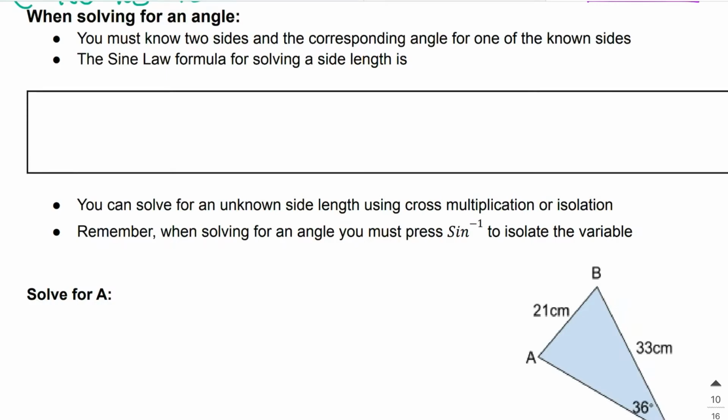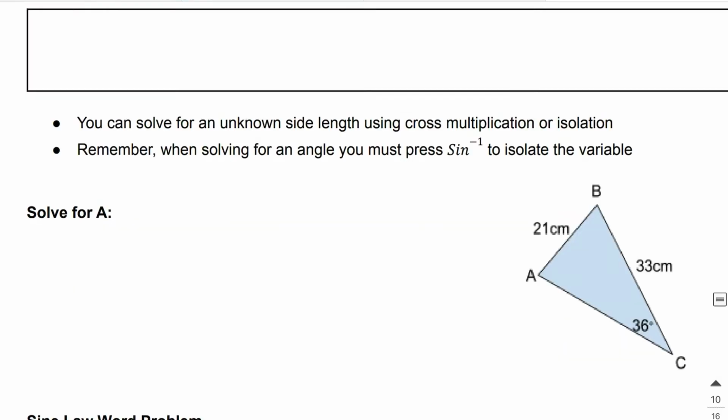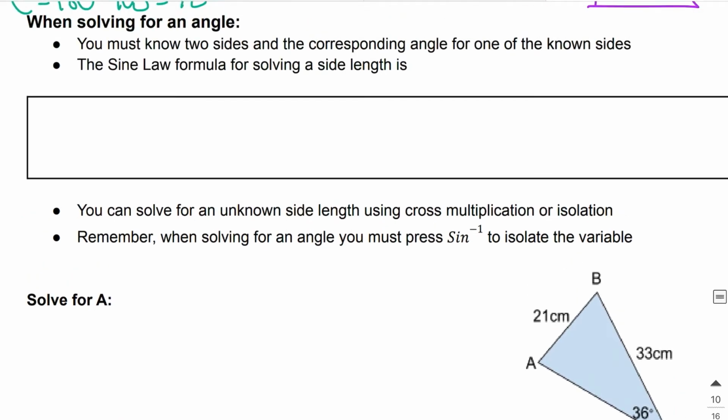All right, for our next one, we're trying to solve for an angle this time. In order to be able to do that, you must know two sides and the corresponding angle for one of the known sides. And the sine law formula for solving a side length is as follows. It's exactly the same thing, except we just put the sine on top. So sine of angle A over little a is going to be equal to sine of angle B over little b, which is going to be equal to sine of angle C over little c.